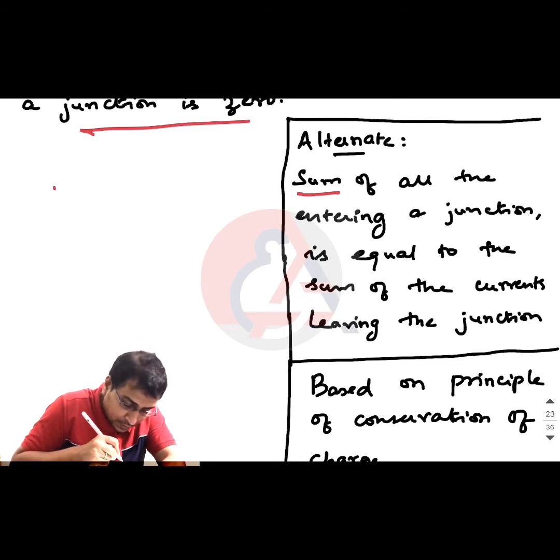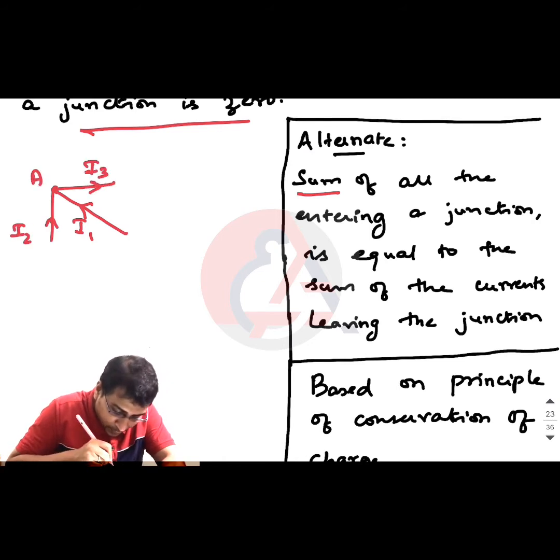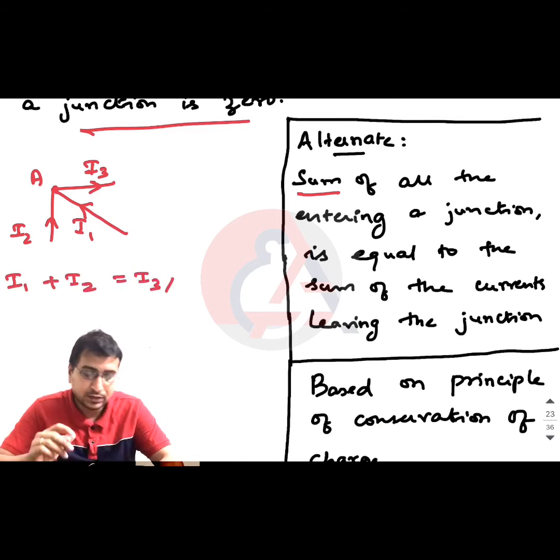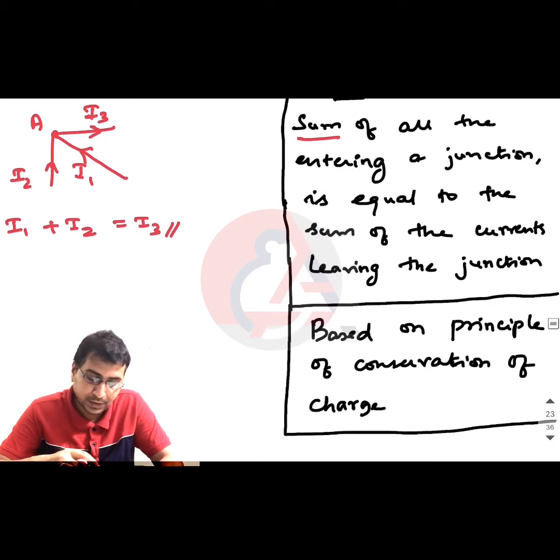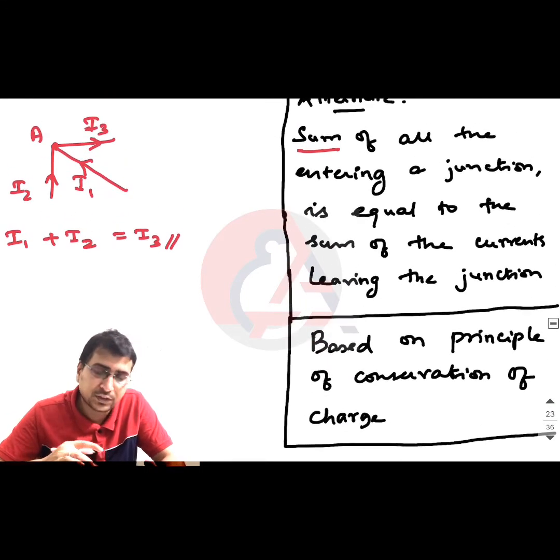So according to the circuit there, I1 was coming like this, I2 was coming to the point A. So I1 plus I2 is equal to I3. That is the meaning of the statement. Right? This is an alternate statement. So either of the statements can be written in the exam when it is asked.